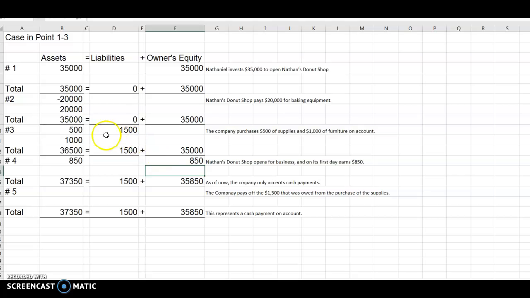And then you would also confirm, after analyzing this transaction, that our assets, $37,350, still equal the total of our liabilities and owner's equity, which is $37,350.